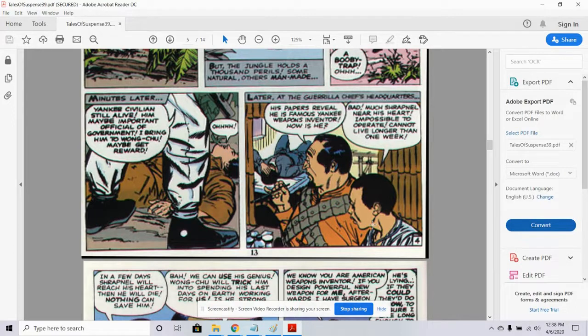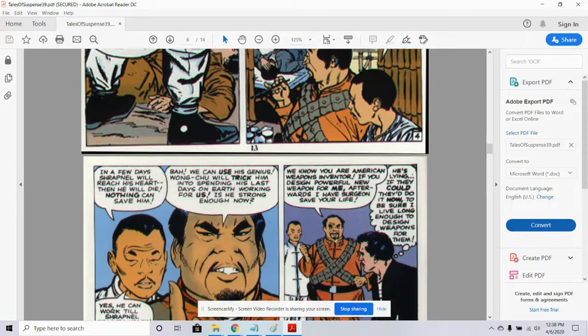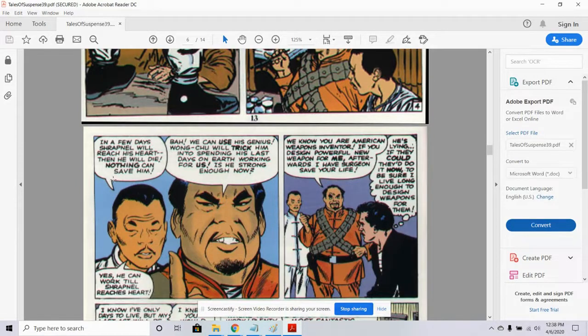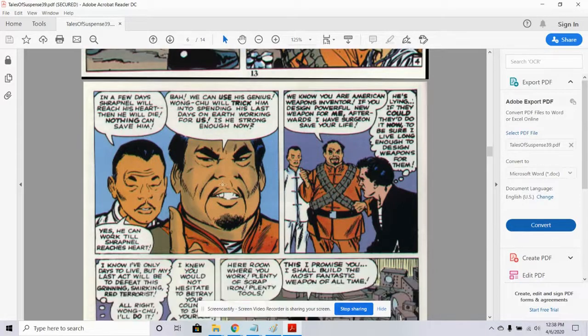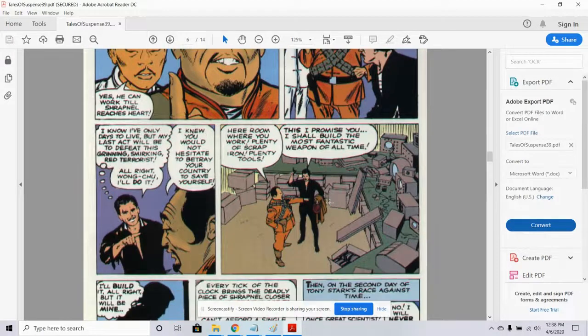And he's taken to the headquarters of the bad guy. And we learn that there's some shrapnel in his chest and it's moving towards his heart. Okay. And then he's told by the bad guy, oh, hey, you have to design weapons for us. But Stark again knows, hey, there's stuff wrong with him.